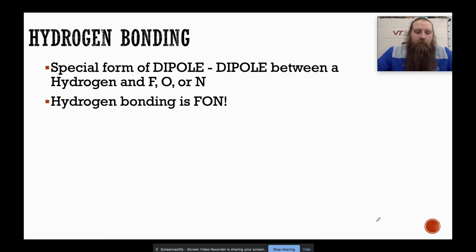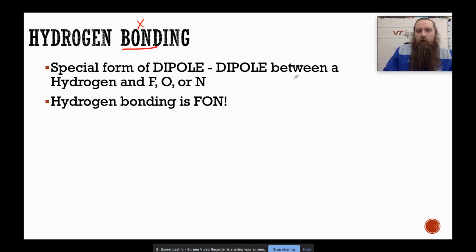Hydrogen bonding is a special kind of dipole-dipole interaction. Now, it's called a hydrogen bond. This is actually a falsehood. It's not a bond. It's just a van der Waals interaction. Okay, it's a force of attraction. It's not a true bonding. There is no exchange or sharing of electrons that takes place.